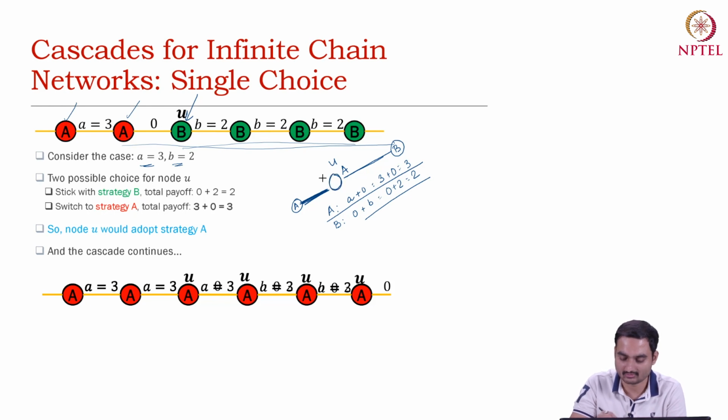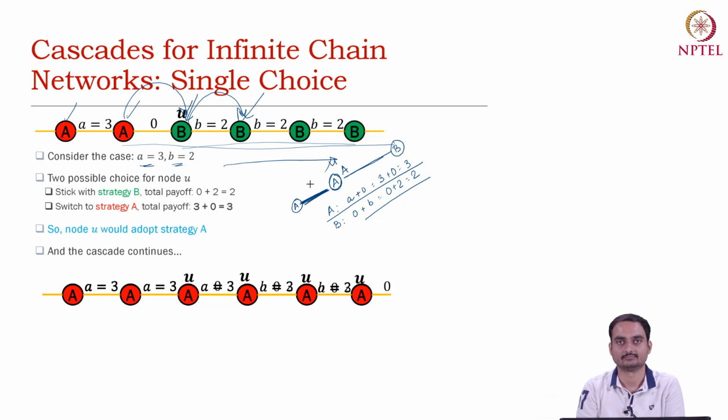So node U will choose A, right? So the strategy has now moved from this node to this node. Similarly, when you look at this node, the same thing will happen. This guy will also switch from B to A, right? So the strategy A will move here, and so on and so forth. Over time, you will see that all the nodes will adopt A and it will stop.